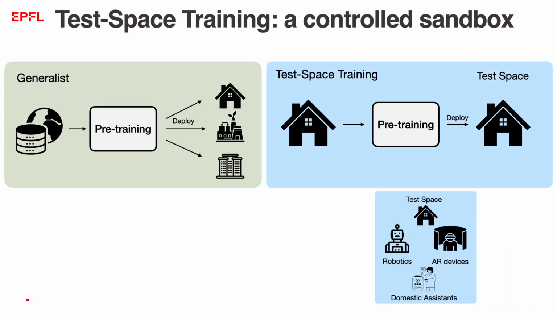To study this question, we formulate test space training, or TST, as a controlled sandbox. On the left is the generalist setup. A model is pre-trained on large external data, and then deployed across many different environments. In contrast, TST assumes that the deployment environment is known. We collect unlabeled data from that specific environment, pre-train a model on it, and then deploy it back in the same space. The important point is that this is still self-supervised. During pre-training, we do not use task labels from the test space. So this setup lets us ask, in a controlled way, how much a model can learn just from the environment where it will be used.